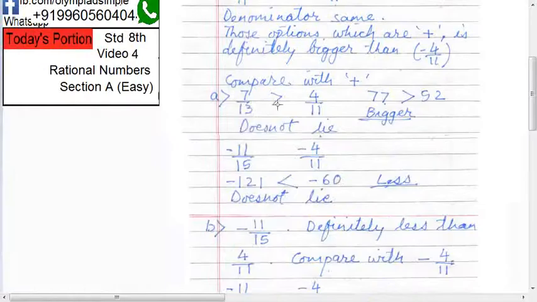So 7 by 13, compare it with 4 by 11. You cross multiply and you get 77 is bigger than 52. So 7 by 13 is bigger than 4 upon 11. So it does not lie between the two numbers, right?